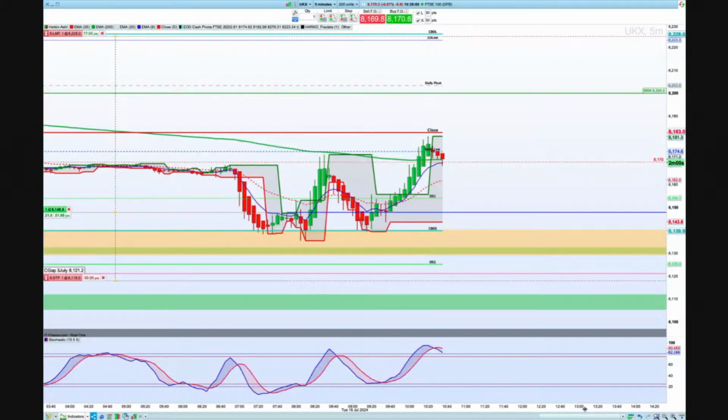So anyway, right. So we've got a phase wave coming in here on a pullback. So what I'm going to quickly do, I'm going to go to the DAX and have a look, see if we've got a setup yet.